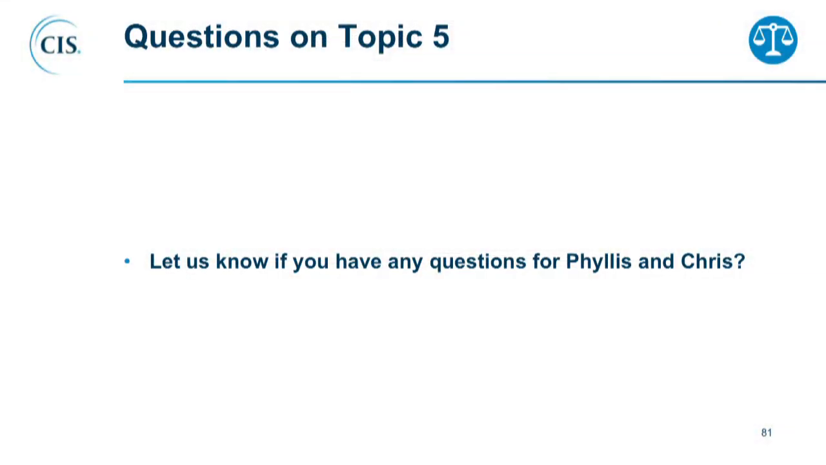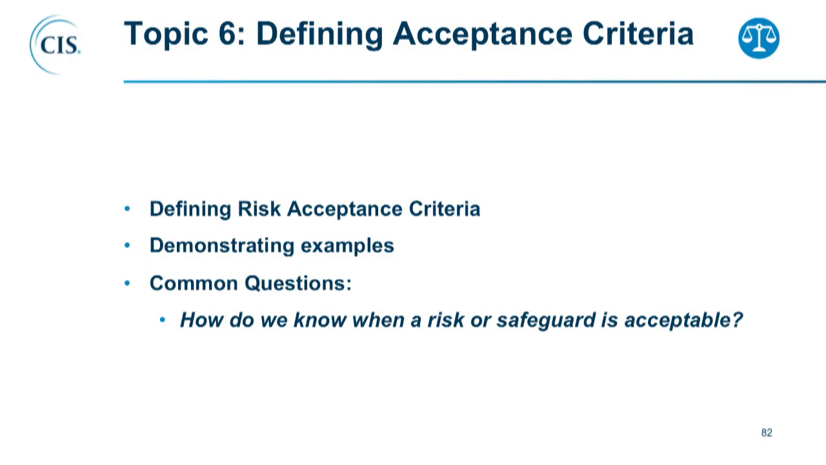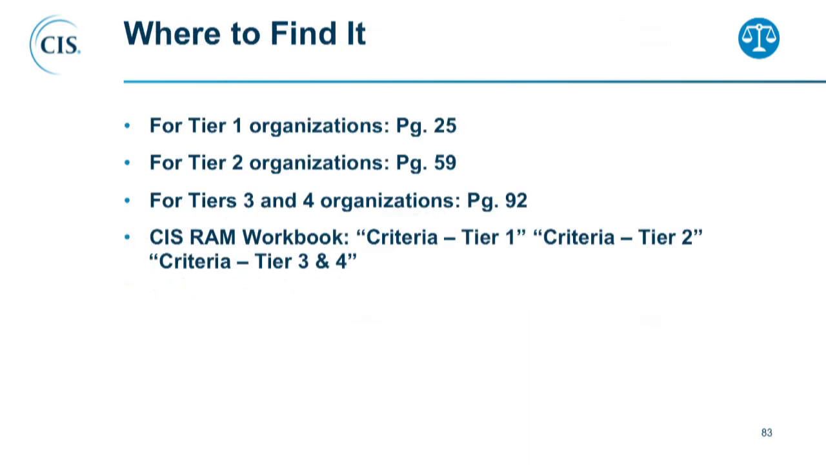We're talking about risk acceptance. We talked about this a little bit. How do we know when a risk or safeguard is acceptable? So let's take a look at this slide pretty quickly. We can move ahead. Tier 1 organizations, we'll see this information on page 25. Tier 2 organizations on 59. Tiers 3 and 4, we'll see it on 92. And again, you'll see this on the criteria slides. Then after this, we'll actually do some fun risk analysis.